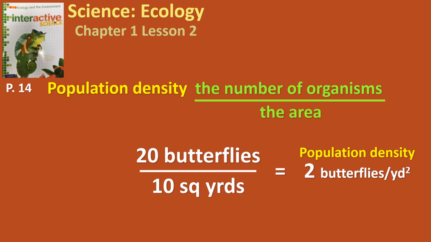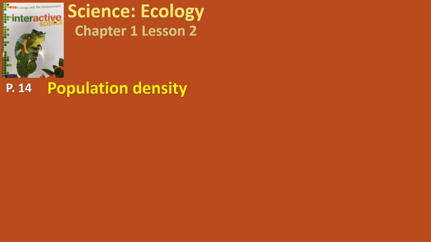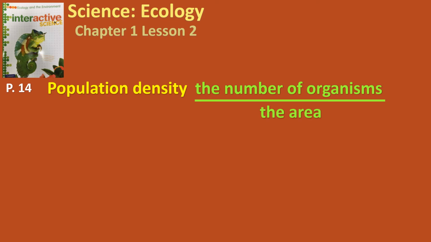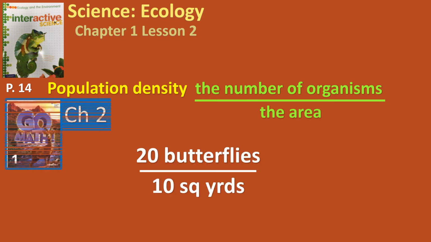Now, that doesn't mean that you don't have 1 square yard somewhere where there's 0 and another square yard where there's 3 or 4. It just means on average, and that's what a population density is. It's an average of how many organisms of one species there are in a set amount of area. So when we look at that number of organisms divided by the area, then we're actually looking at fractions.